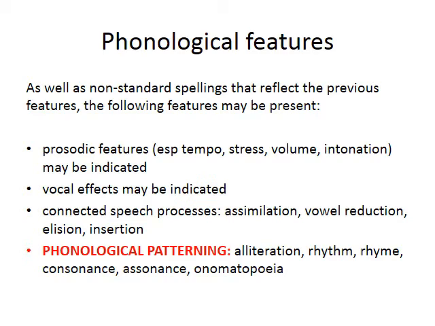If they ask you about phonological patterning, then you're looking at things like alliteration, rhythm, rhyme, consonants, assonance, and onomatopoeia. So if it's phonological features, you can talk about a phonological pattern that exists within the text. But if the question's about phonological patterning, it only covers those 6 things. So don't be talking about assimilation or vowel reduction or vocal effects or prosodic features. Only talk about those things if the question's about phonological features. If the question's about phonological patterning, then that opens you up to those 6 meta-language terms, I guess.